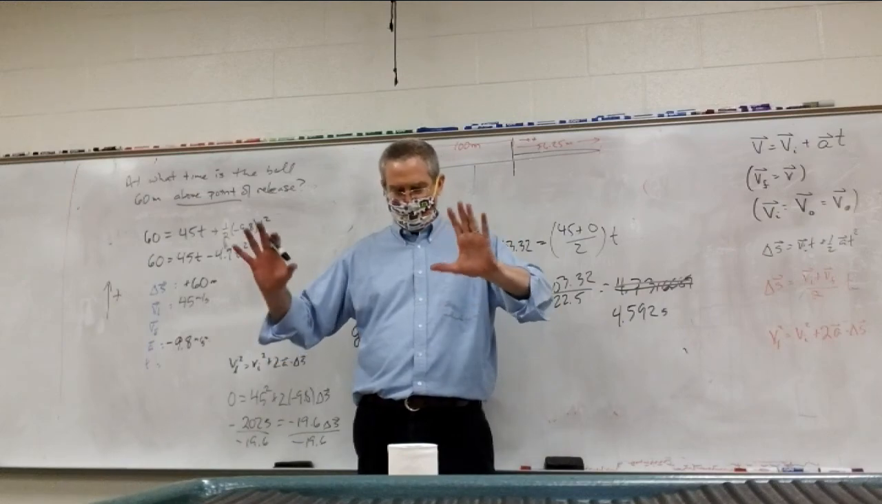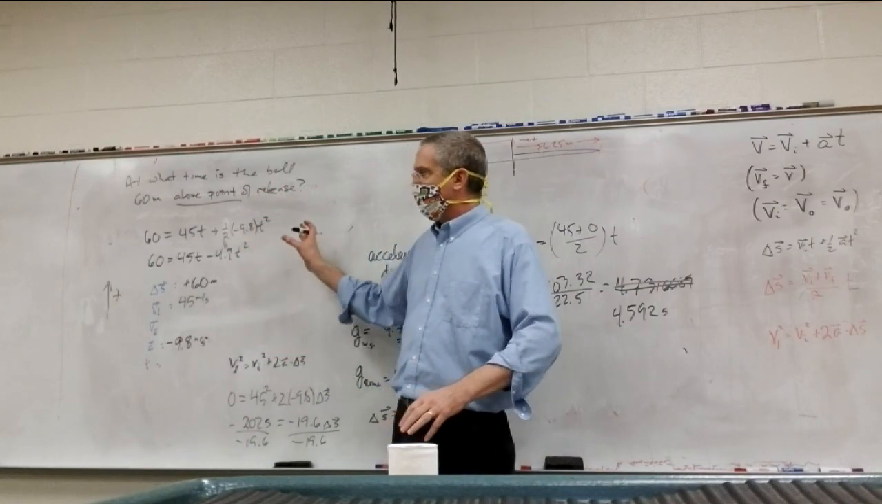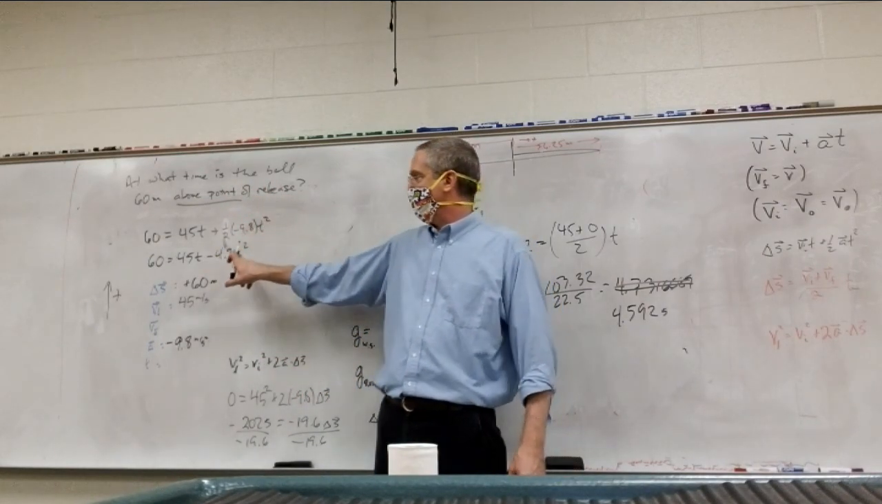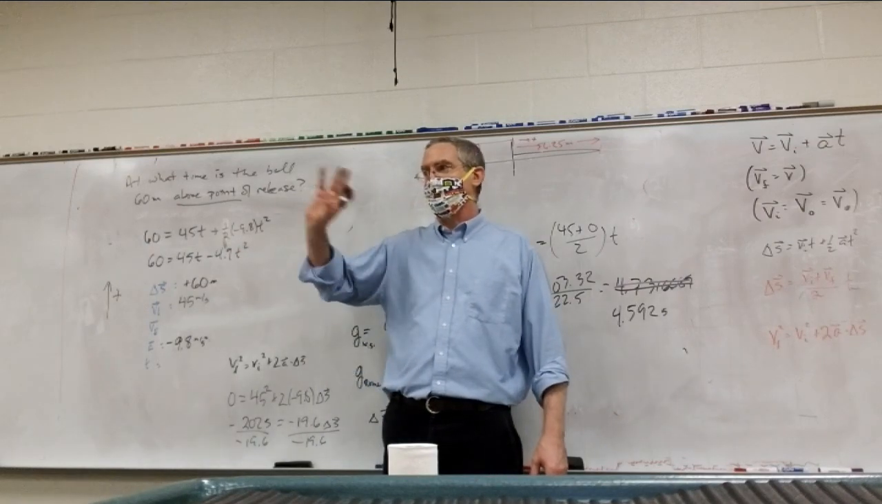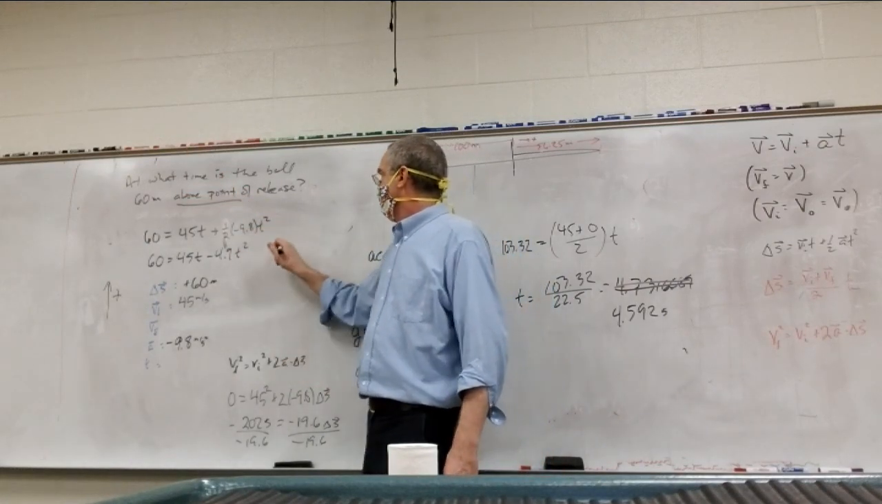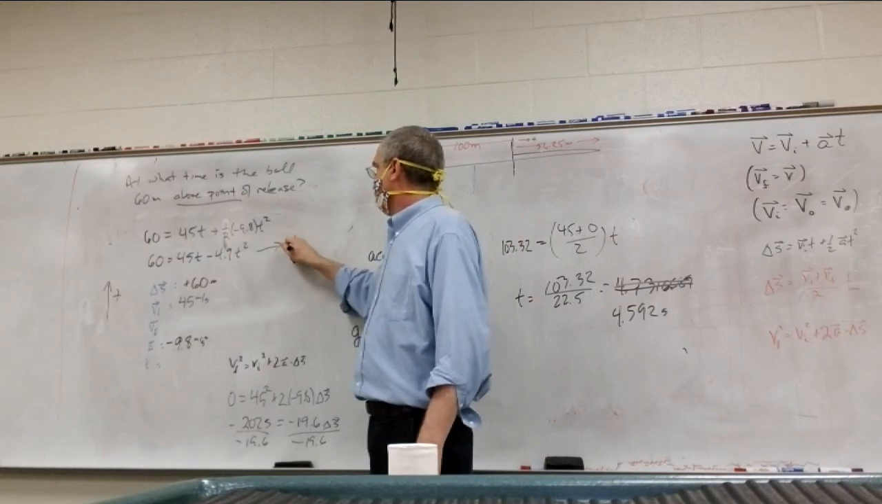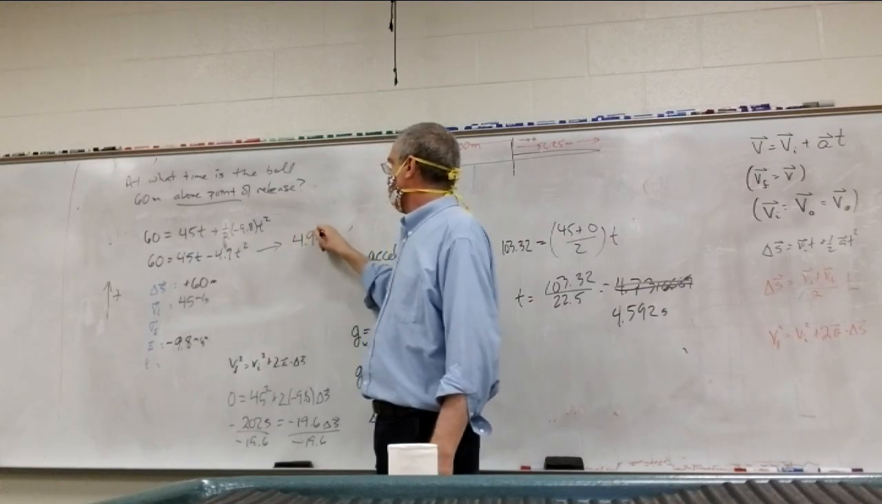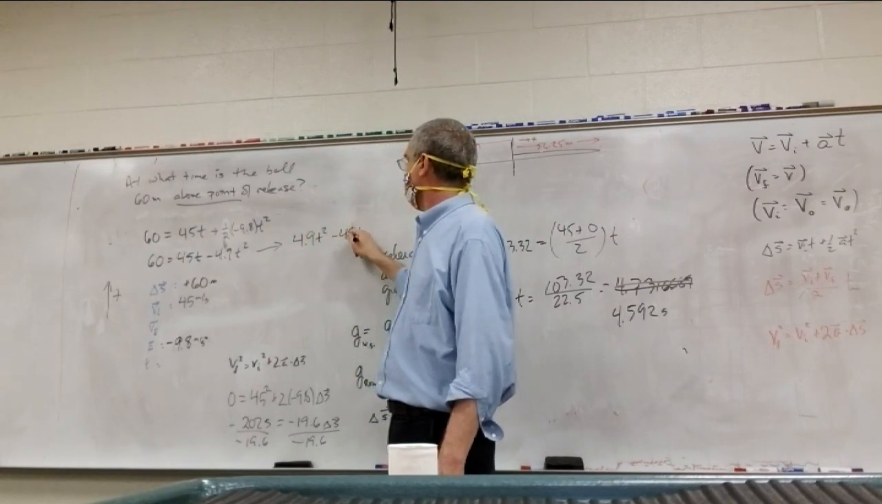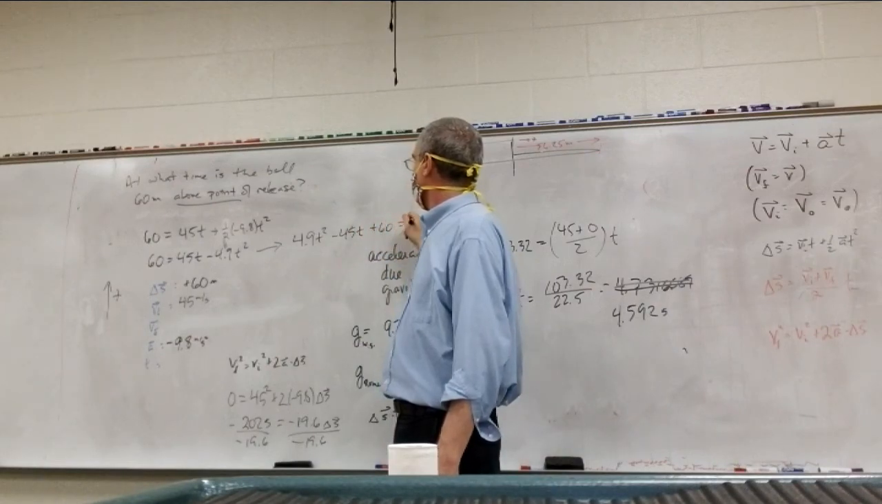This is my own childhood scars. I like the quadratic term, the t squared term, to be positive, so I'm moving everything over to the left side. 4.9 t squared minus 45t plus 60 equals 0.